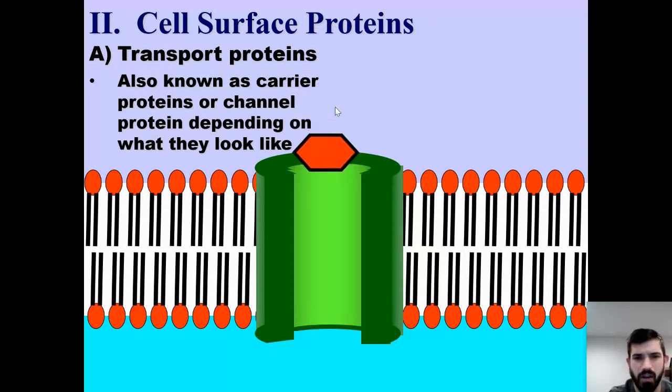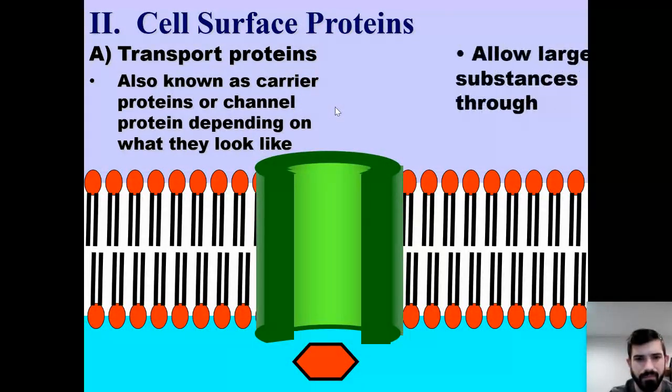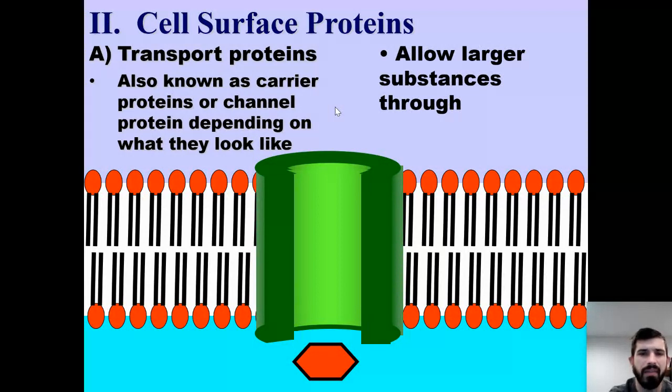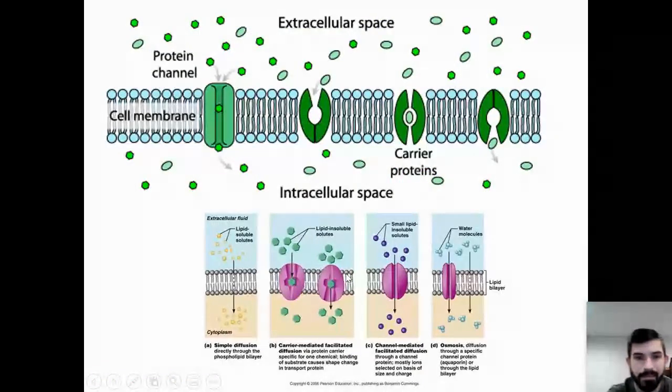This is a channel protein. It just goes straight through. These allow larger things to pass through the cell membrane. That hexagon that just passed through is too big to pass through these phospholipids, so it needs this bigger gap, this bigger channel to pass through. That's what the protein is for.